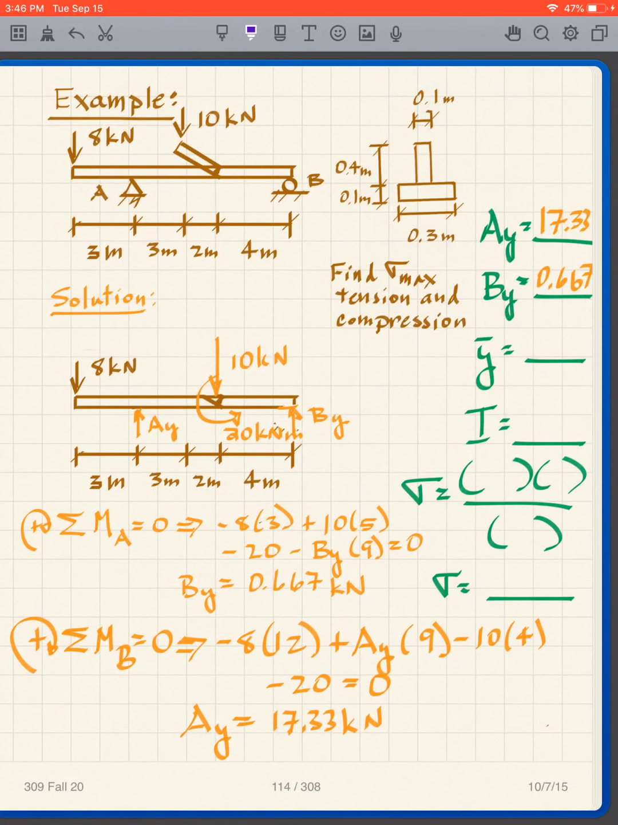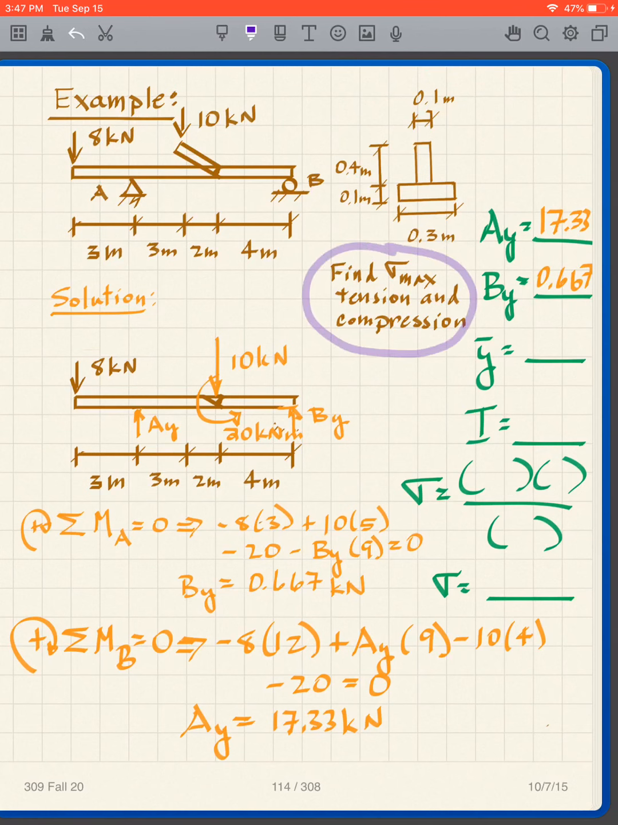So let's do another problem. Here is my beam, all the loads and dimensions. I got my single-handled wrench there. And here is my beam cross-section. Notice it's an upside-down T.